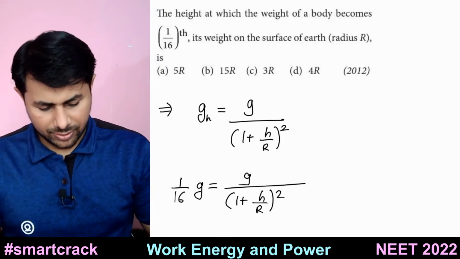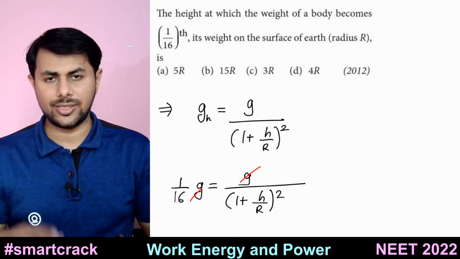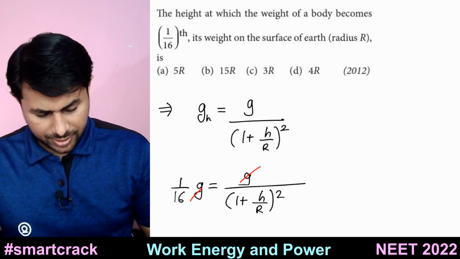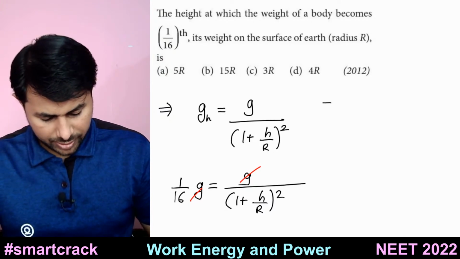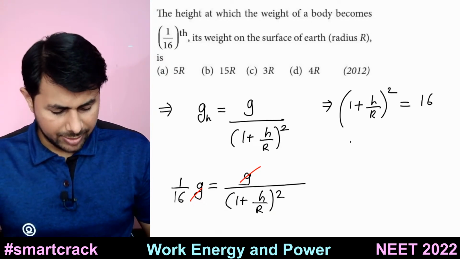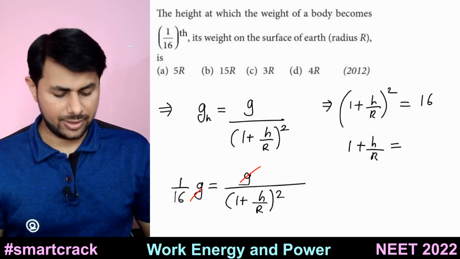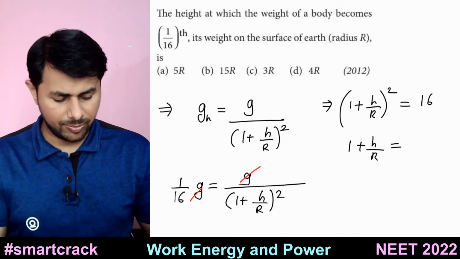So that means now G and G gets cancelled out. So 1 plus h by r raised to 2 is equal to 16. This is what we get. So this gives us 1 plus h by r raised to 2 equals 16. That means 1 plus h upon r equals how much? Square root of 16. Okay, we are taking square roots on both sides.